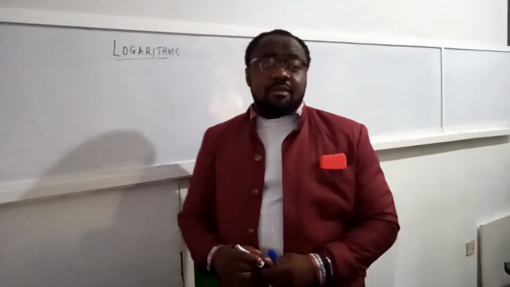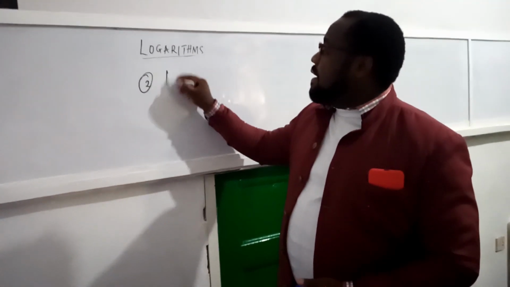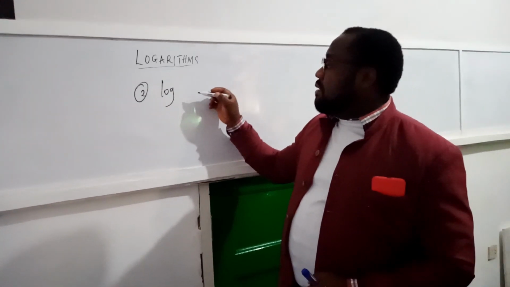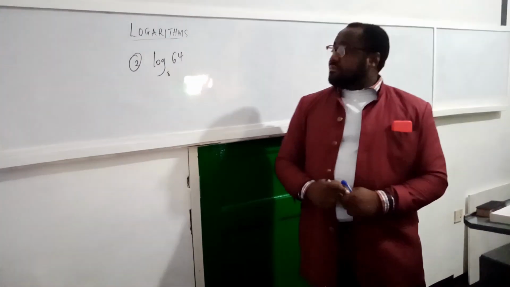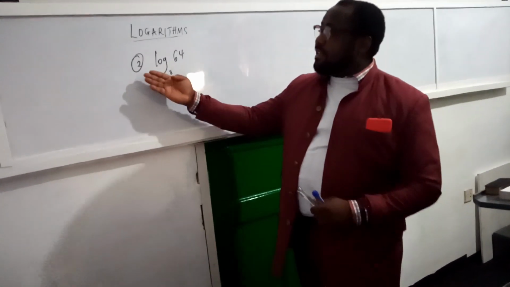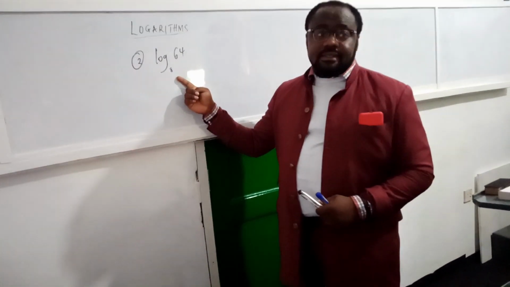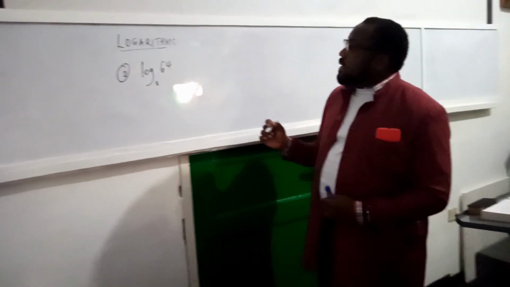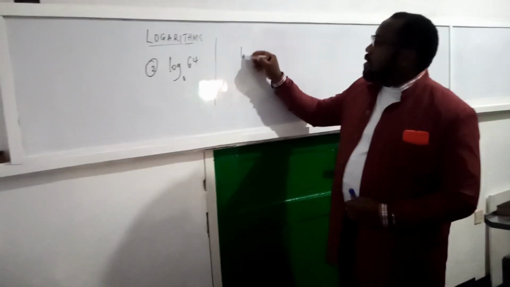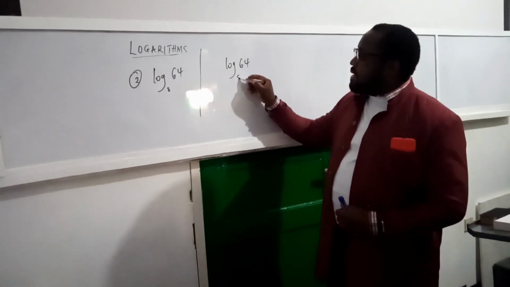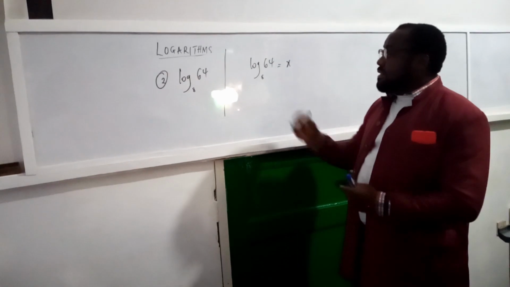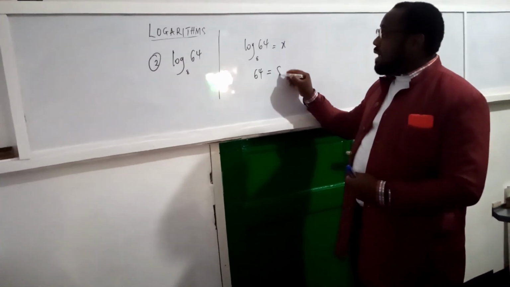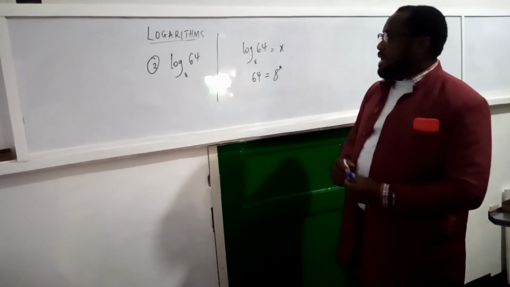Okay, so I'll give you another question. Question 2. Find the value of log 64 base 8. How can we solve this? We can say that log 64 base 8 is equal to x. So this implies that 64 is equal to 8 exponent x.